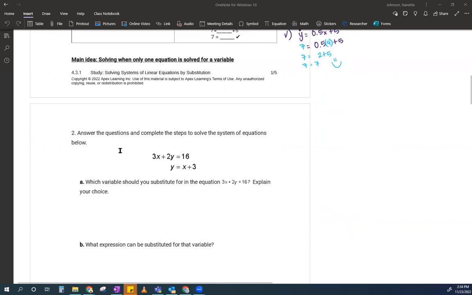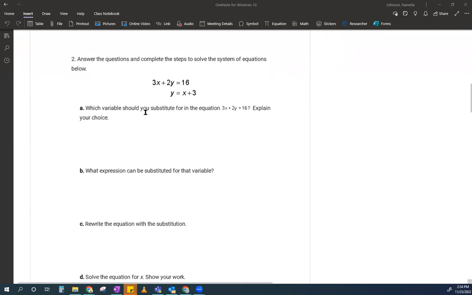Okay. Next question. It says answer the questions and complete the steps. So this is going to walk you through step by step. I will walk through this with you, but I also want to make sure that you're comfortable with this. Okay. Give me a second. Okay, good. So it says, which variable should you substitute into the equation?